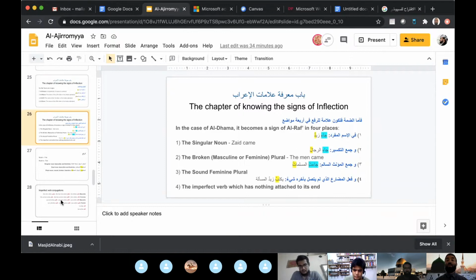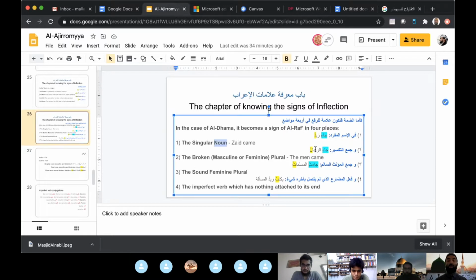The first one was Dhamma, and Dhamma becomes the sign of Rafa in 4 different places. We said the first place that Dhamma becomes a sign of Rafa is the singular noun, right? The example that we gave was Ja'a Zaydun. The second place is the broken plural. The example that we gave was Ja'a Rijalu, the men came. And the third place was the sound feminine plural, right? The example that we gave was Ja'at al-Muslimatu, the Muslim woman came.